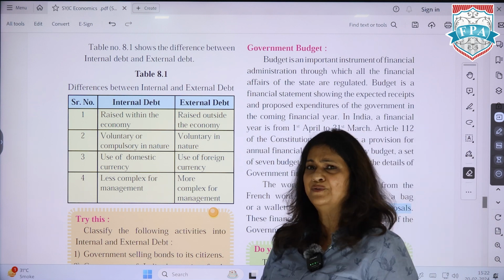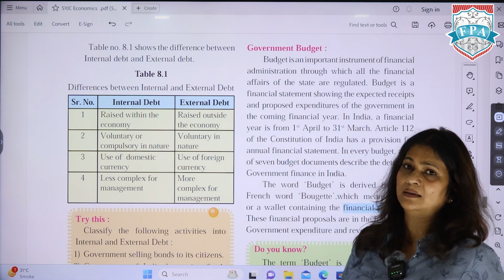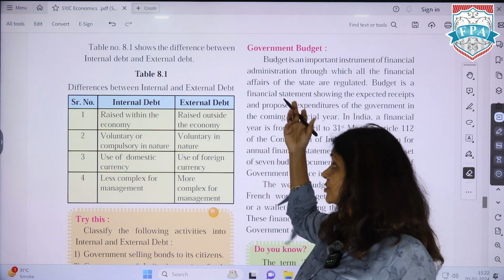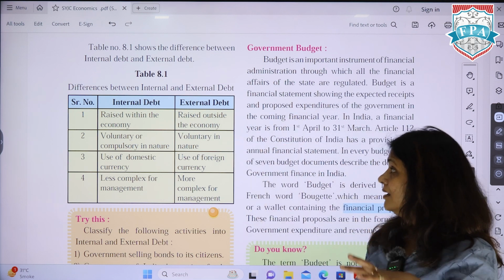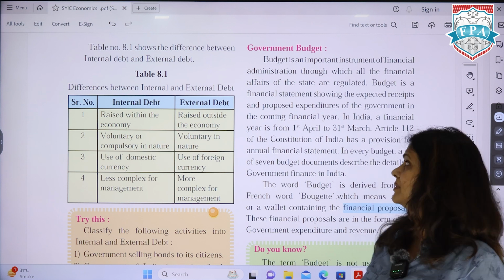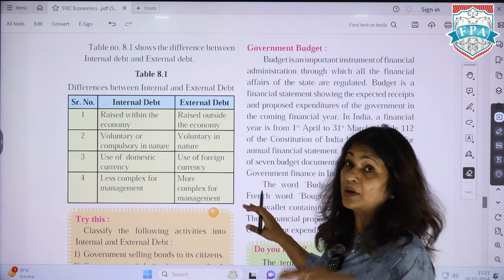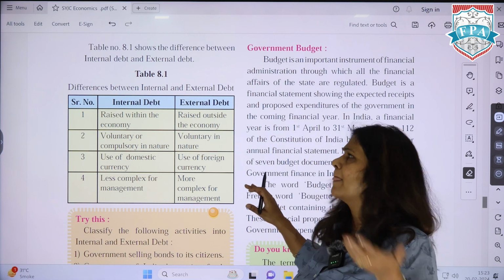A two marker difference between internal and external debt. Internal debt is raised within the economy. External debt is raised outside the economy. Internal debt may be voluntary or compulsory in nature, but external debt is definitely voluntary in nature. Not essentially, you may raise debts.